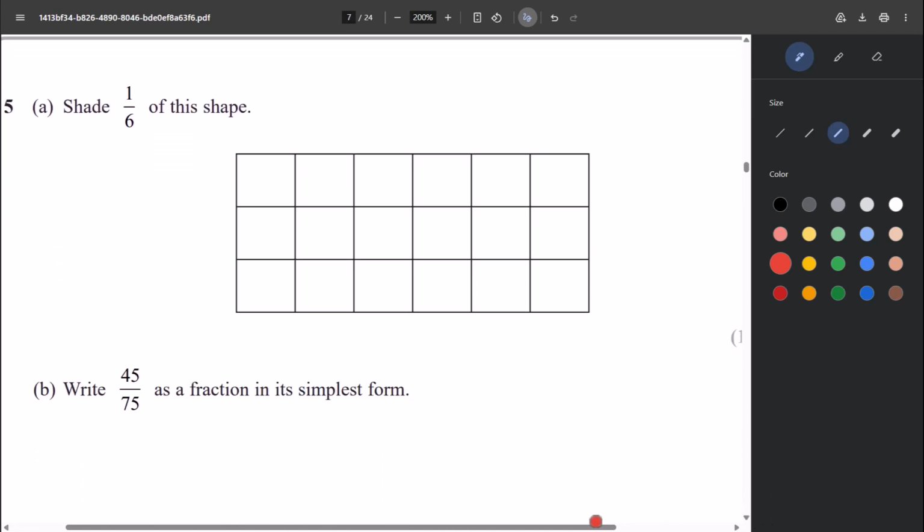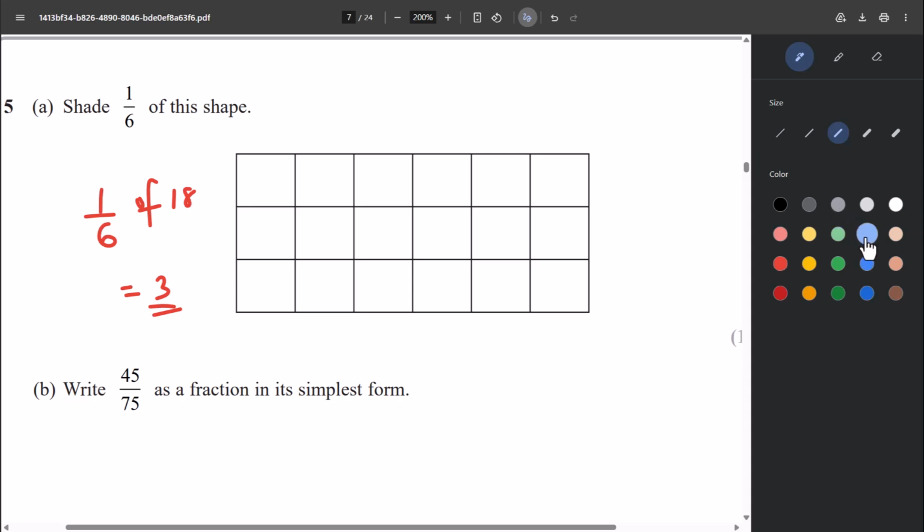Now, number 5, we need to shade 1/6 of this shape. The first thing that I think we need to do is work out, or count, how many squares we have here. 1, 2, 3, 4, 5, 6, 7, 8, 9, 10, 11, 12, 13, 14, 15, 16, 17, 18. Okay, so if you have 18, you do 1/6 of 18. That will mean that you will have to shade in 3 parts, because 1/6 of 18 is 3.